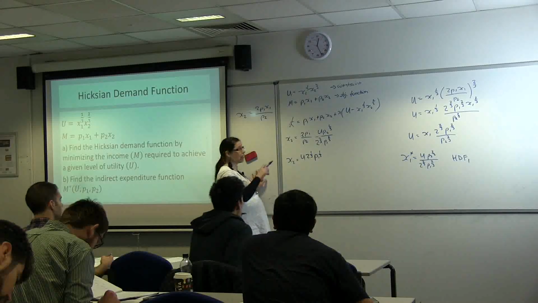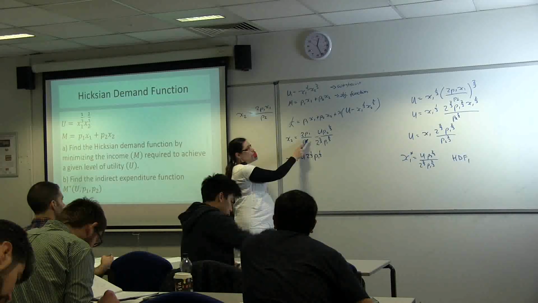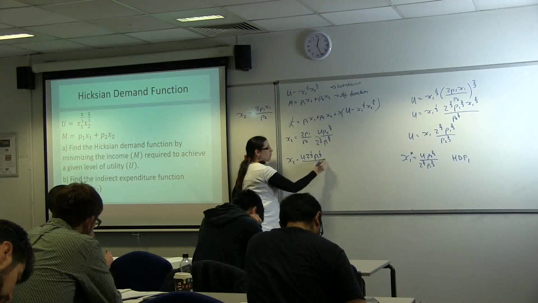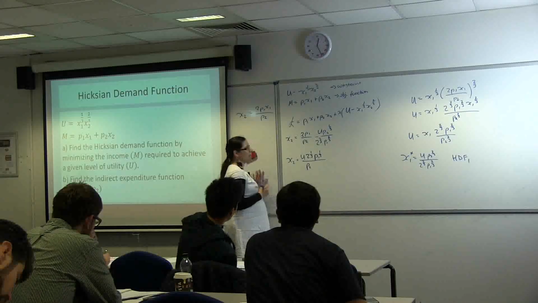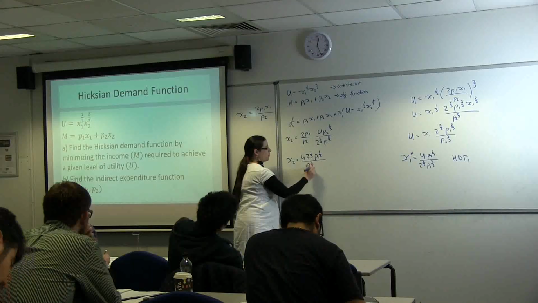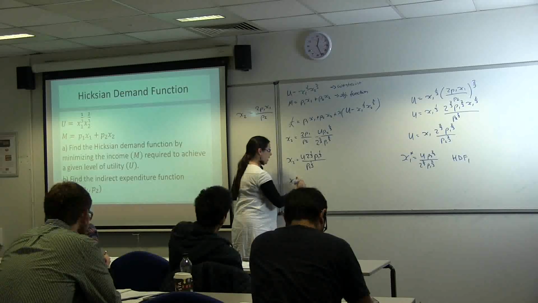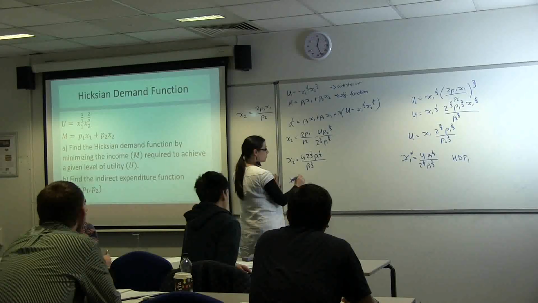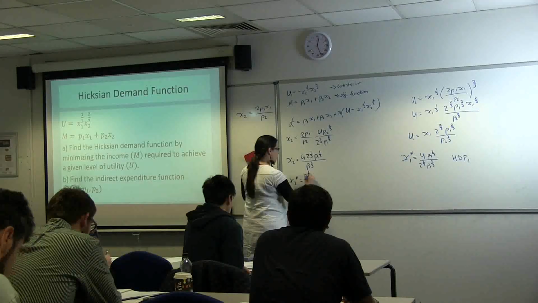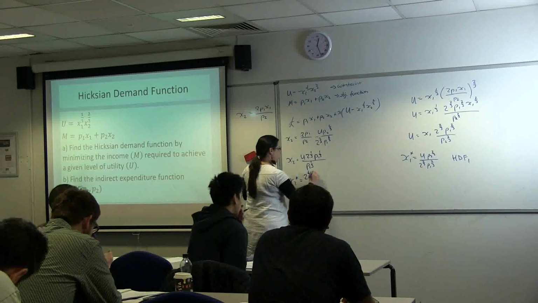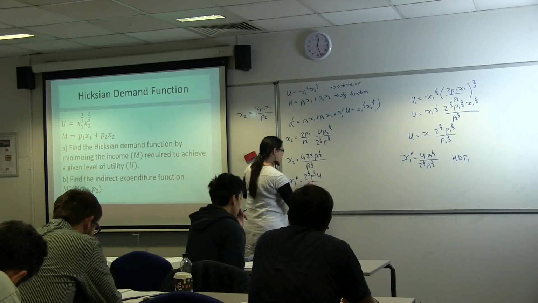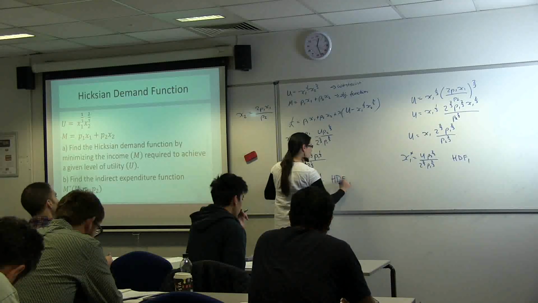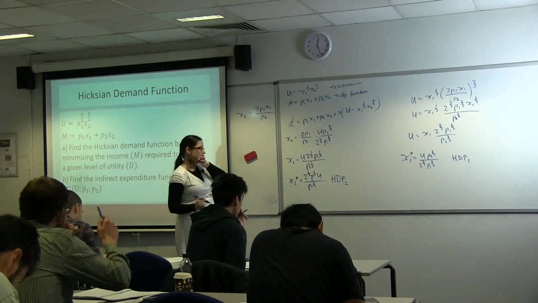It's going to stay down because the power of P2 at the bottom is bigger than the power of P2 at the top. And what will be the power of P2? 1/3 again. So I'm just going to write that up in a little neater way. So that will be 2 to the 1/3, p1 to the 1/3, u over p2 to the 1/3, and that is my Hicksian for x2.